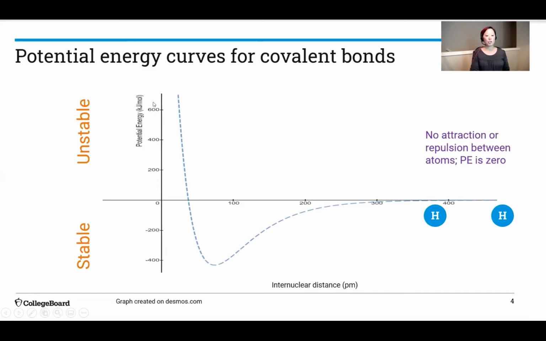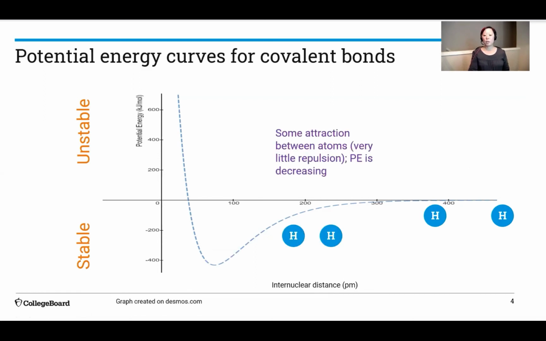If your potential energy here is greater than 0, that indicates an unstable atom arrangement. If it is less than 0, then that indicates a stable arrangement. We're going to talk about bond formation for hydrogen. Right now I have 2 hydrogen atoms and they are far apart, which means there are no attractive or repulsive forces, and the potential energy is going to equal 0.